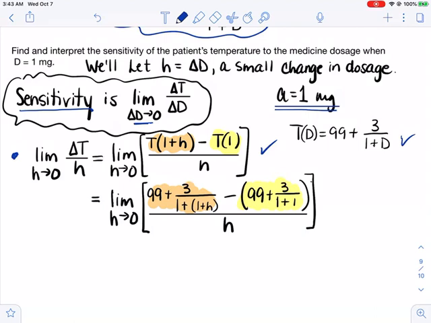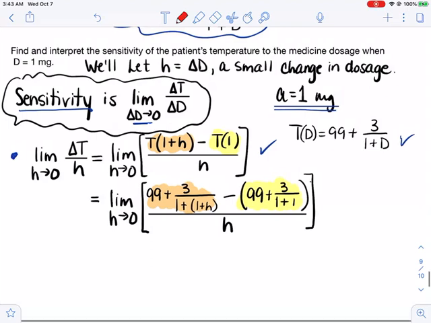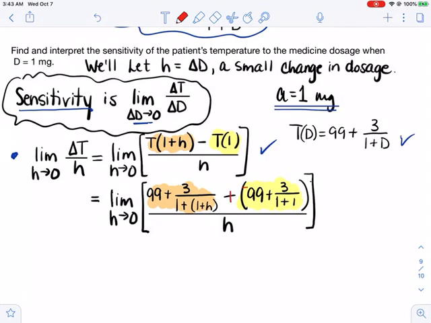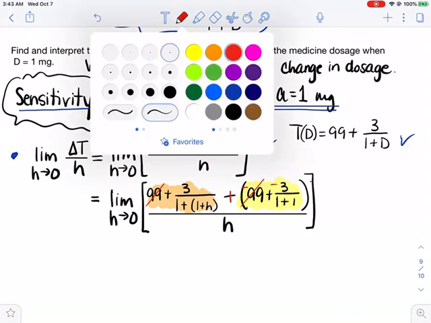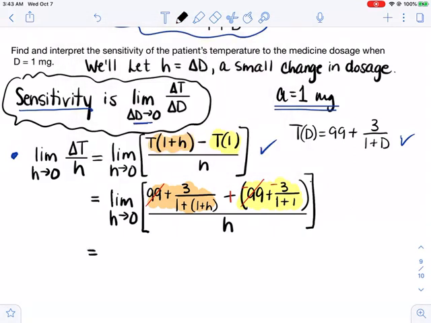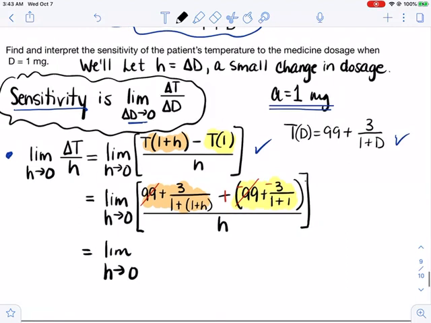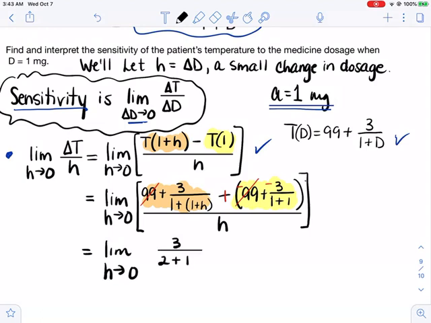So the function is 99 plus 3 over 1 plus our input. So you can see that here we have a negative and a negative here, right? So the 99s are going to cancel here. So then if we simplify, this is equal to the limit as h approaches 0 of 3 over 2 plus h minus 3/2, and that's all over h.